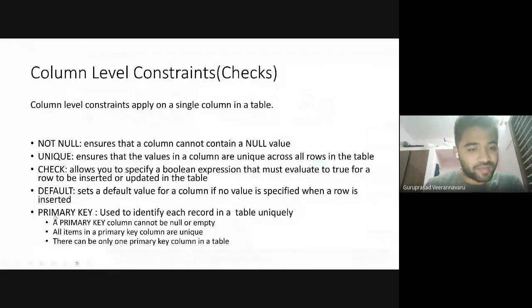And we discussed primary key as well. We'll learn more usage about primary key when we do joins and all. But for now, a primary key cannot be null or empty. All items in a primary key column are unique. You can have one or two columns as the primary key, and all of them together will be unique. At any time there can only be one primary key definition in a table. You cannot have more than one.